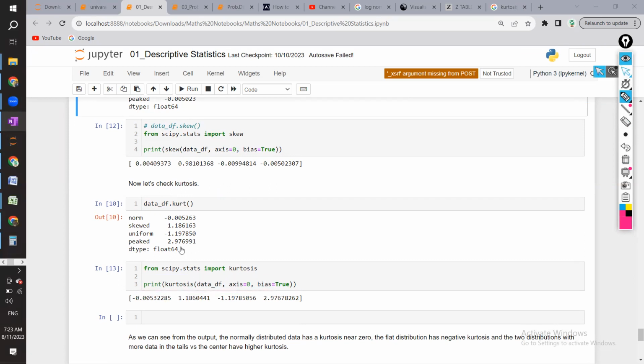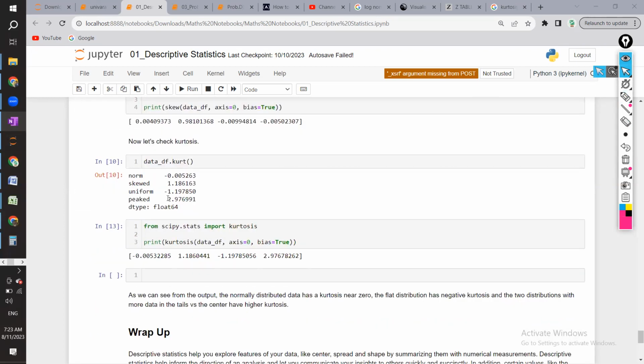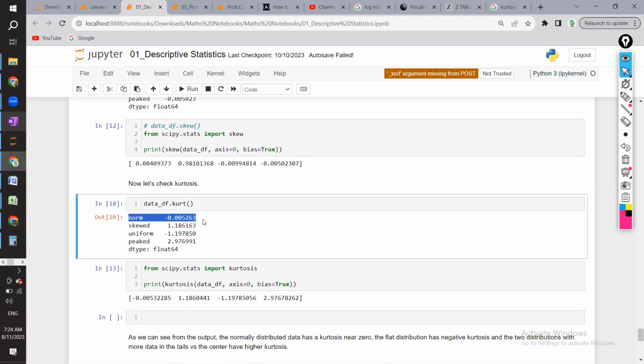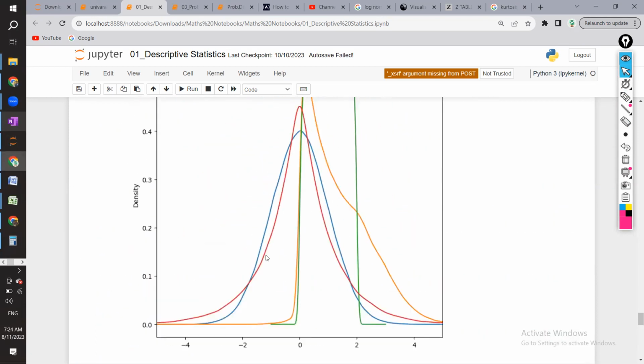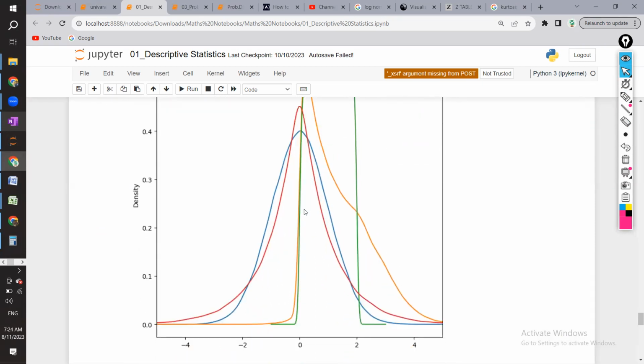Fine. So now let me quickly tell you regarding the kurtosis. We'll check each one independently. If normal, it is almost zero. As I said, the normal is the blue color. For the normal distribution, it is almost zero. Why? As you can see.